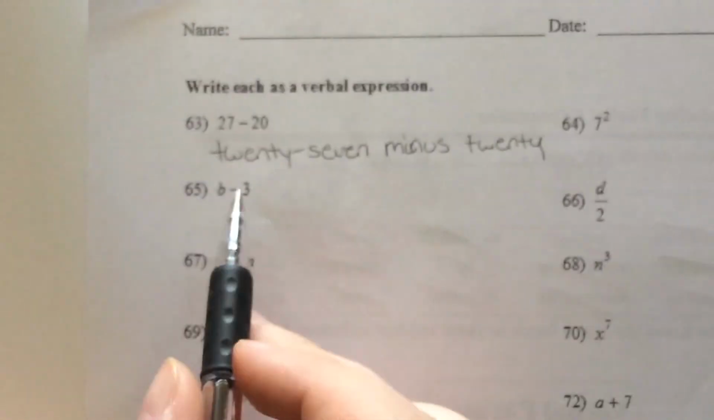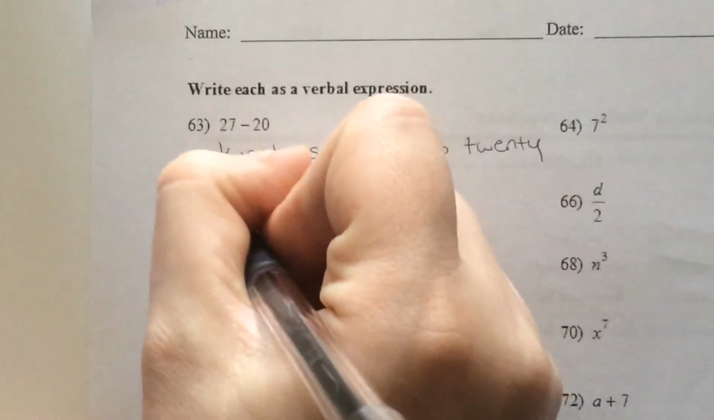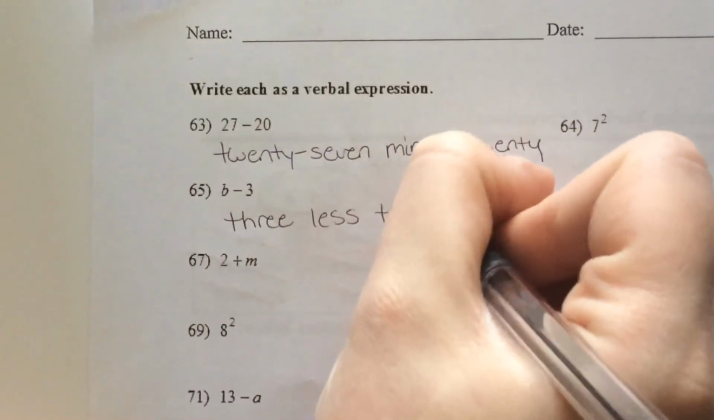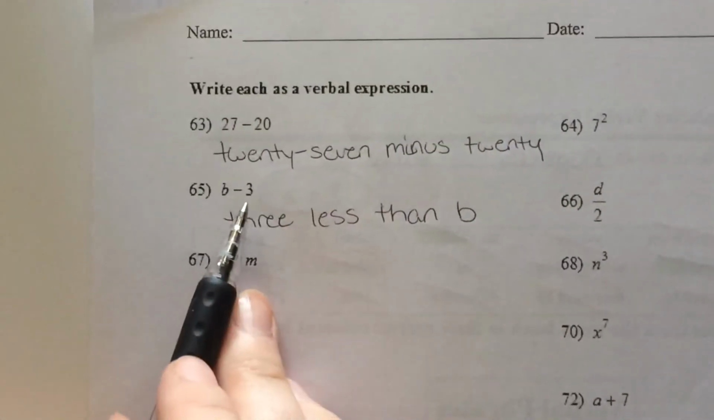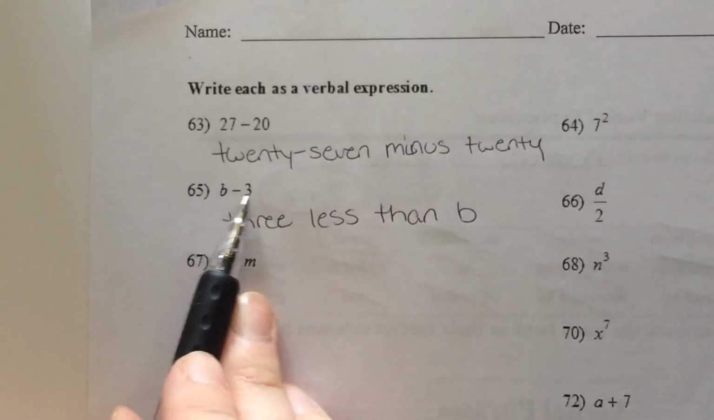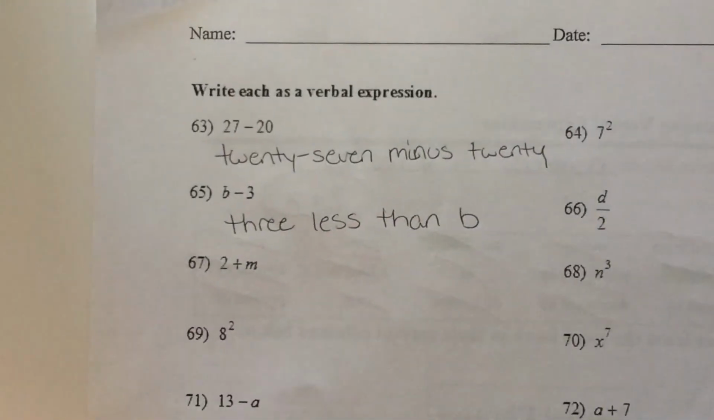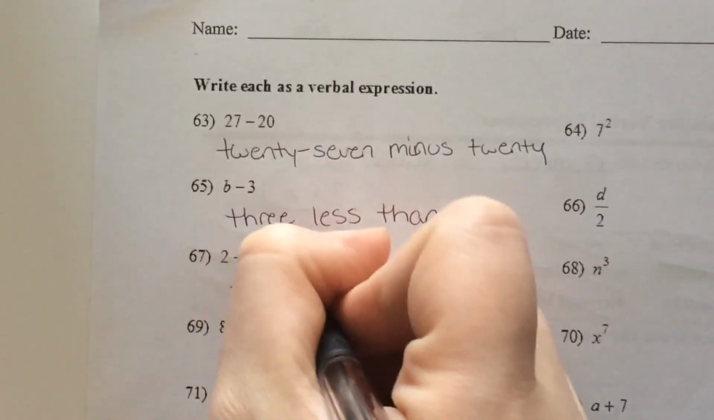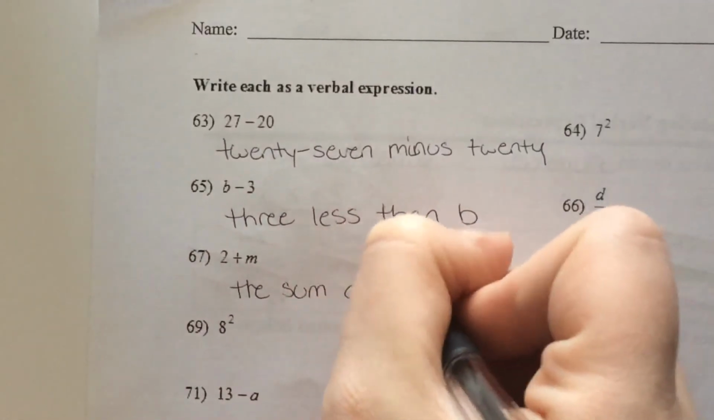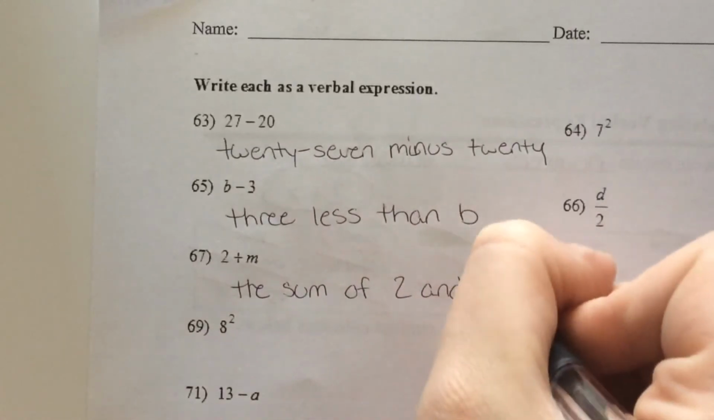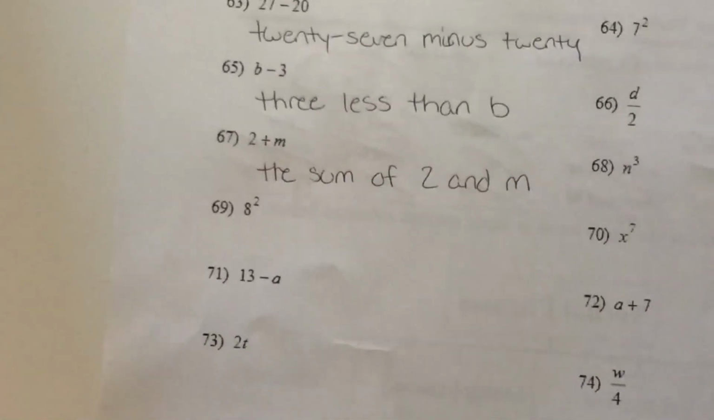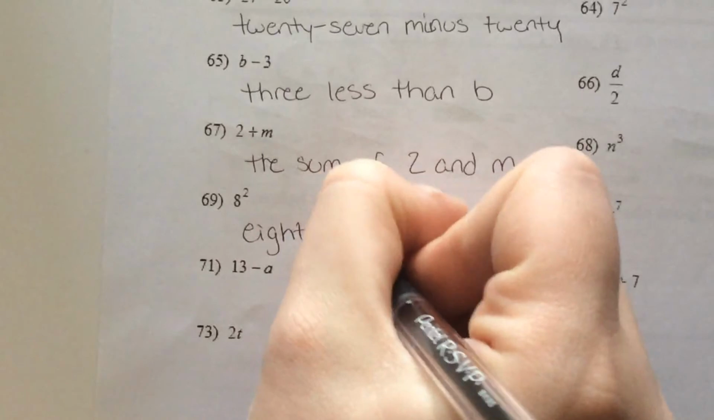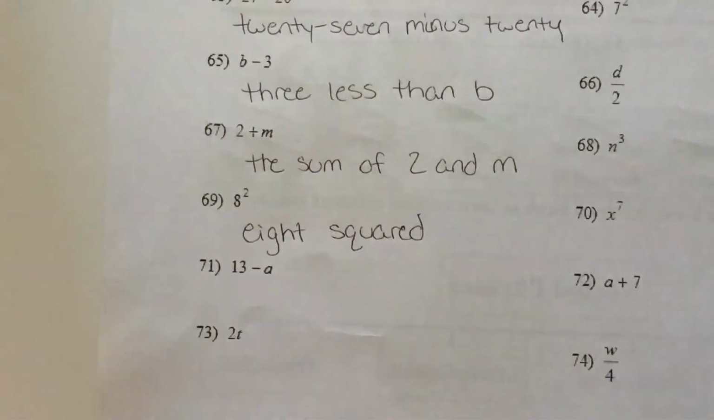Okay. B minus 3. 3 less than, there's that less than again, B. Now notice how I put the 3 first because it's 3 less than B. Okay, be careful with the thans. 2 plus M, the sum of 2 and M. Okay, now yours don't have to be exactly what mine are. 8 squared.